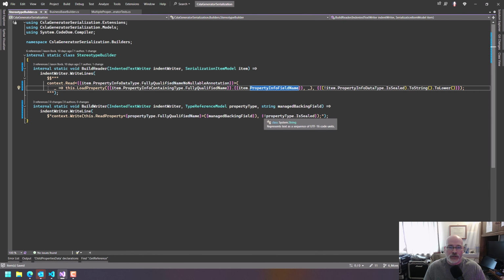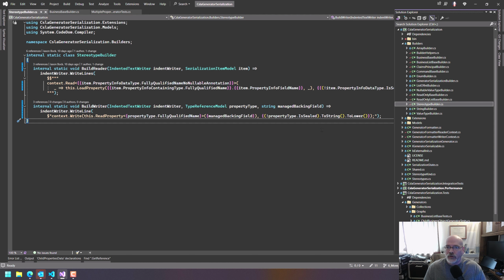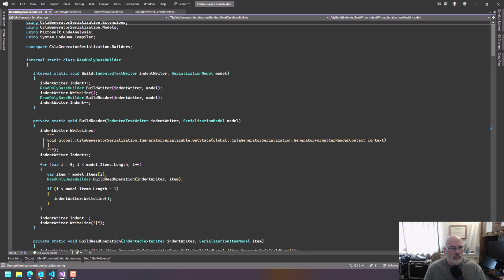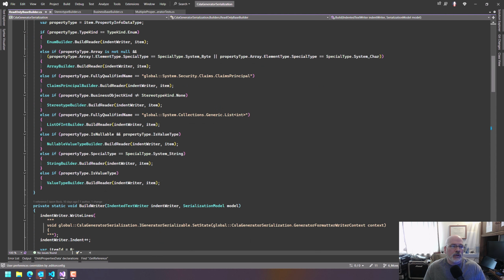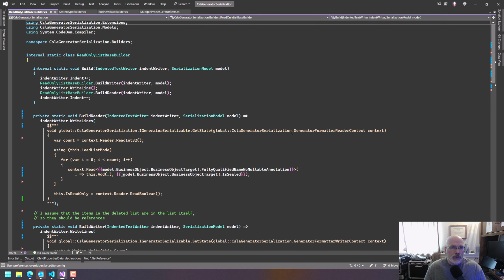And we need to do this everywhere we're doing this. God, that's kind of ugly. Needs must, I guess. Okay, so we did that in the stereotype builder. We did that in the, did we do that in the read-only base builder? No, because we call the, okay, yeah, we would call stereotype builder, which would in turn do that. Okay, but we need to do that here.